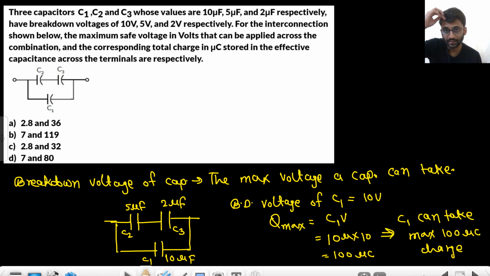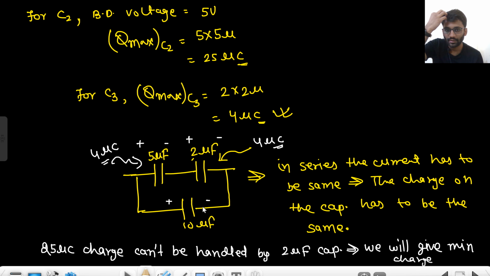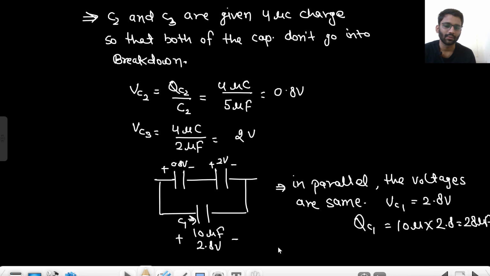So what are they asking? The corresponding total charge stored. Okay. The total charge stored. So the total charge stored is 28 here and 4 here, and 4 more. So the total charge will be 28 microcoulomb plus 4 microcoulomb plus 4 microcoulomb.